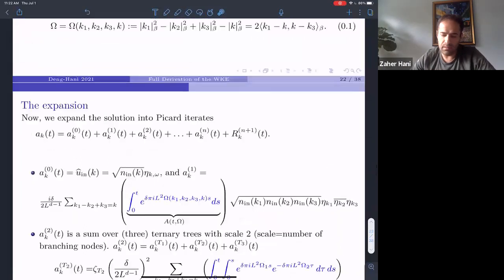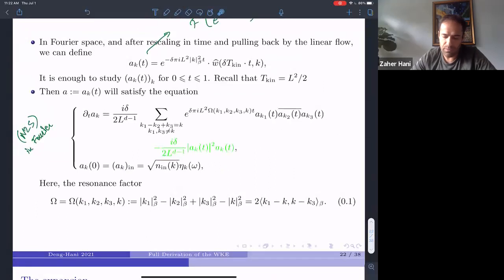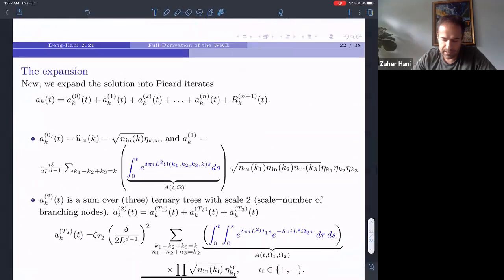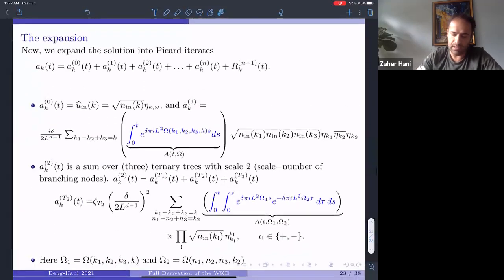A_k^1 is basically the first iterate of this equation. So you get it by putting inside here A_k^0, and this is what is written over here, and integrating in time, of course. So this is essentially what you get from integrating the right-hand side of the NLS equation and plugging in the initial data for A_k1, A_k2, A_k3. So the way that we would like to look at this, even at this point, is by looking at A_k^1 with its tree representation.